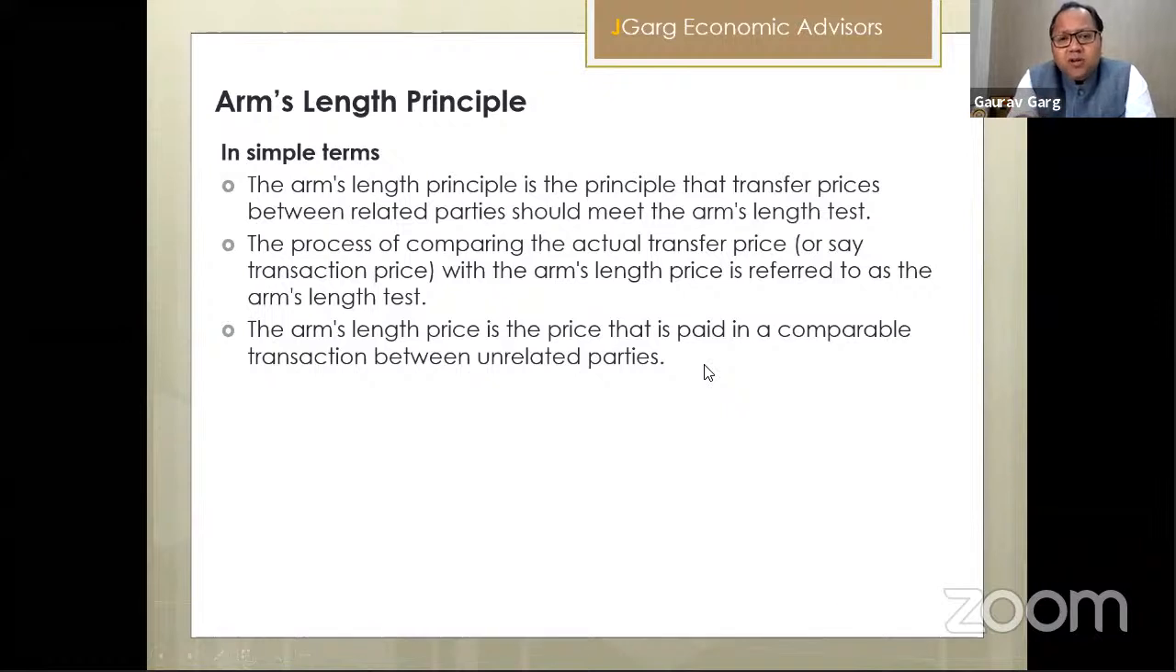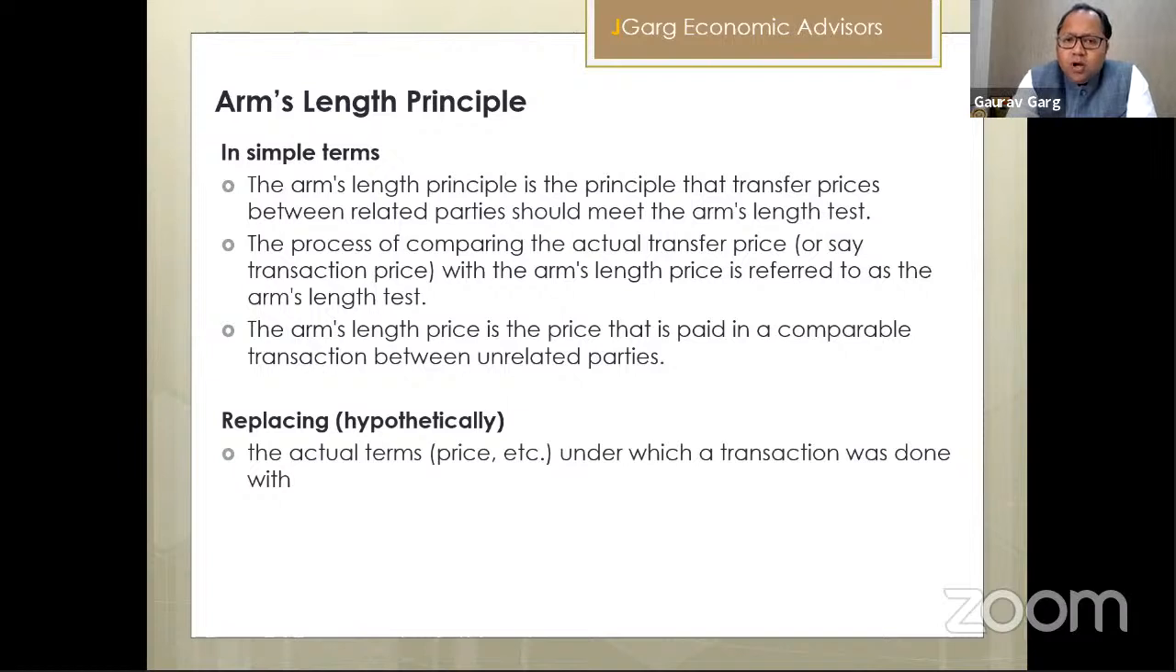So what price do we need to adopt? Not only a price between two unrelated parties, but also that price should be comparable. So there should be comparable circumstances. The transaction should be comparable. Then only can we pick up a price or a profit under the arm's length price approach.